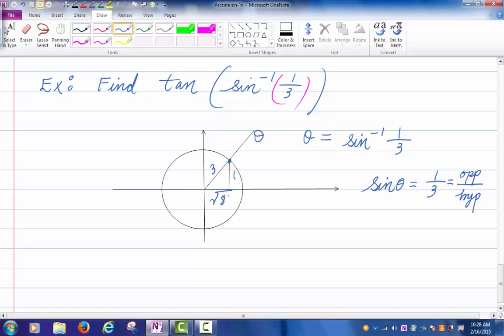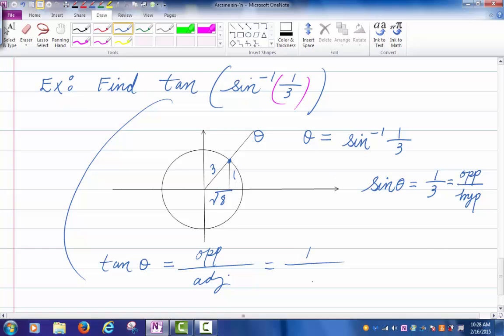All right. So once I have this, remember, I am trying to find tangent of sine inverse of 1/3, which means I'm trying to find tangent of theta, right? Now, what is tangent of theta? Opposite over adjacent for the reference triangle. Opposite is 1, adjacent is root 8. Well, if you want to be a little bit fancier, you can write root 8 as 2 times root 2. Is everybody okay? Did that make sense?